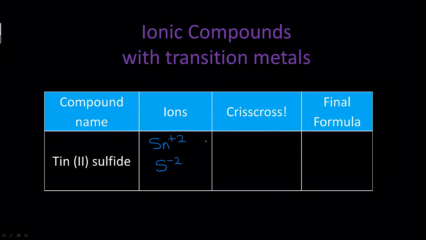Now we're going to crisscross. So we have Sn, which is tin, with a +2 oxidation number, and S with a -2 oxidation number. The 2 over here is going to come down by the tin, so it's going to be Sn2. And this 2 is going to come down by the sulfur, which is S2. Now we have these two numbers, 2 and 2. They both have a common denominator of 2, so we are going to simplify it to the lowest whole number ratio. 2 divided by 2 is 1, but we never put 1s. And then 2 divided by 2 over here is 1, and we never put 1s. So the chemical formula for tin(II) sulfide is SnS.